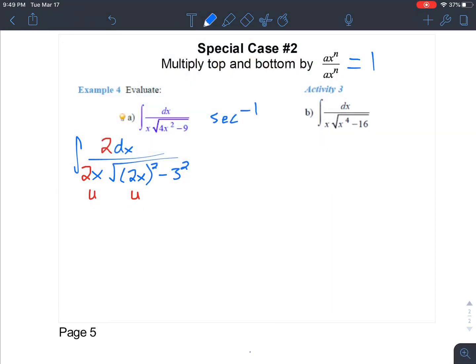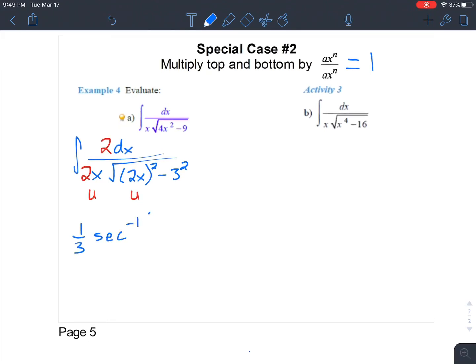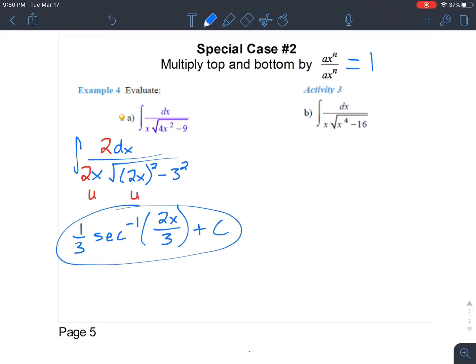Now that we have written our integral like this, we are able to turn it into arcsecant. So this will become then, let's see, we need 1 over a in front. So 1, here's the a value, so it's 3. We need arcsecant. It's u over a, and then plus c. And there we go, that's the integral.